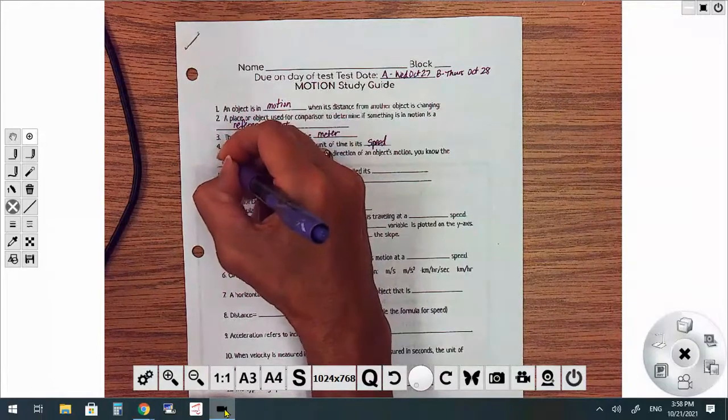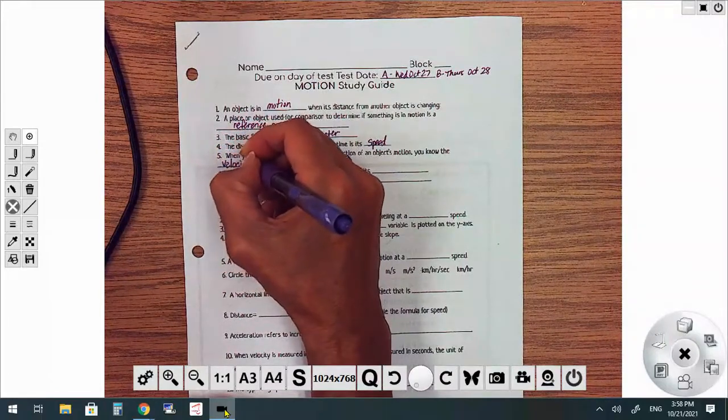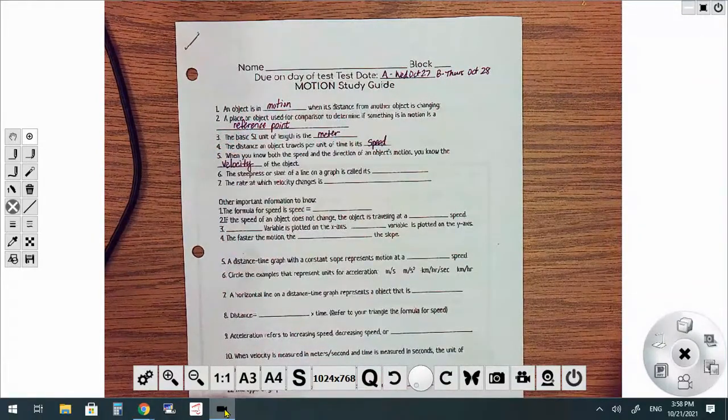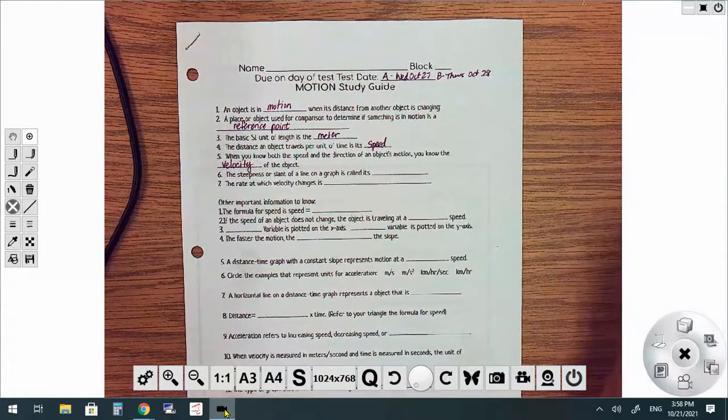That is right, velocity. Remember, velocity is speed in a given direction. So it's still distance over time. It's just giving you a little more information, which is what direction the object's going. It could be going up, down, north, south, east, west, forward, backward. It has to have some kind of directional component with it.